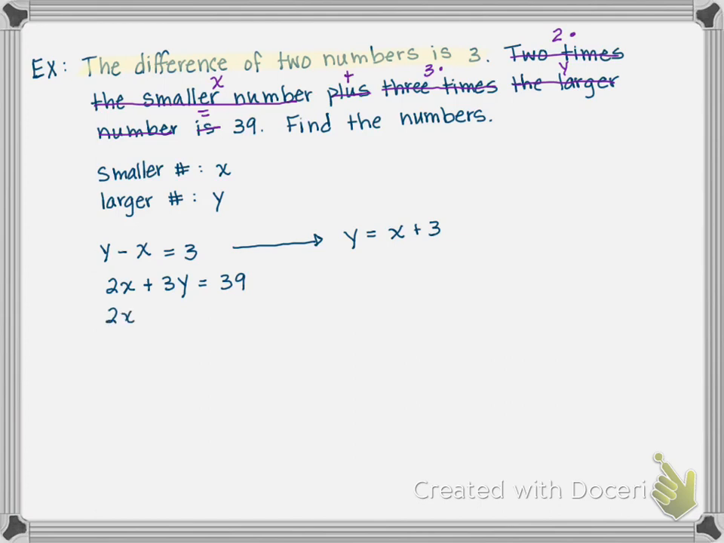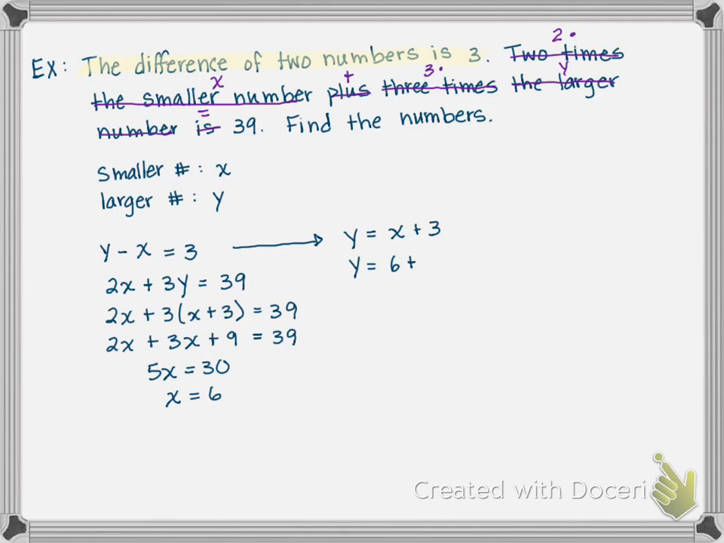So I have 2x plus 3 times x plus 3 equals 39. So 2x plus 3x plus 9 equals 39. So 5x equals 30, and x equals 6. And then we'll plug back into the other equation. We get y equals 6 plus 3, which is 9.